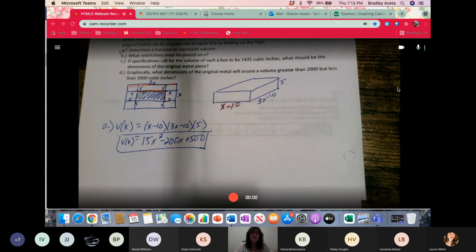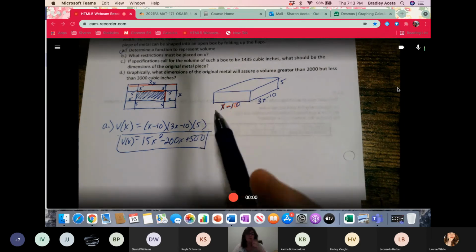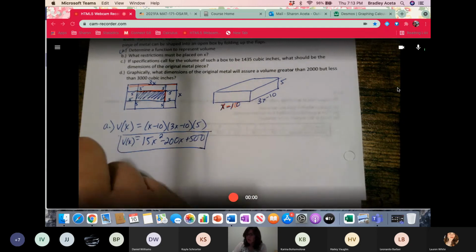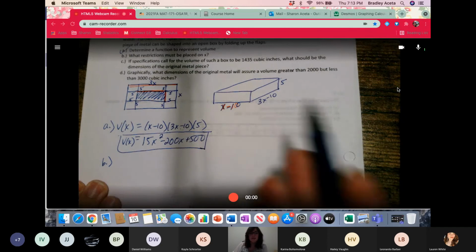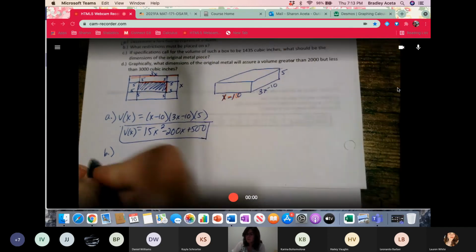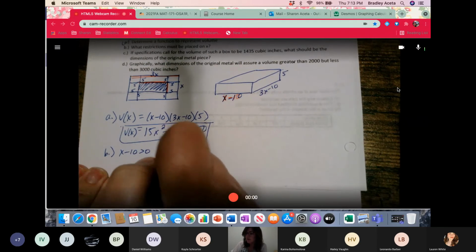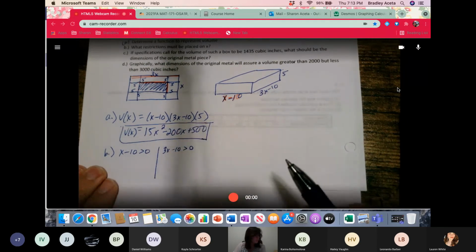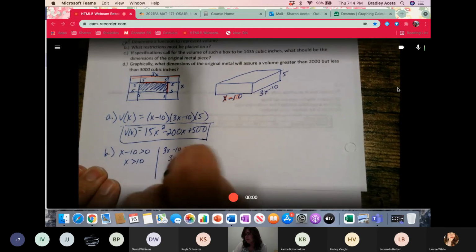All right, now we need to know what are our restrictions. Again, restrictions being we don't want a side length of 0. We want it to actually be a positive number. So for part B, I'm going to make sure that each of these side lengths, x minus 10 and 3x minus 10, are bigger than 0. So x minus 10, we want to make sure that's bigger than 0, and we want 3x minus 10 to also be bigger than 0. So x has to be greater than 10. On this side, 3x is greater than 10, so x is greater than 10 thirds.